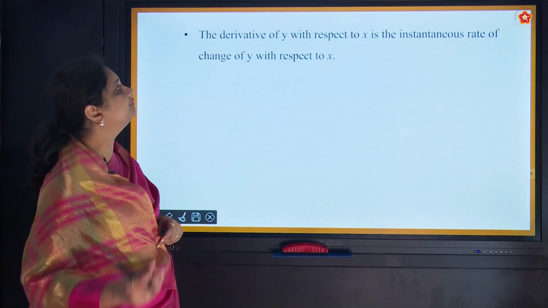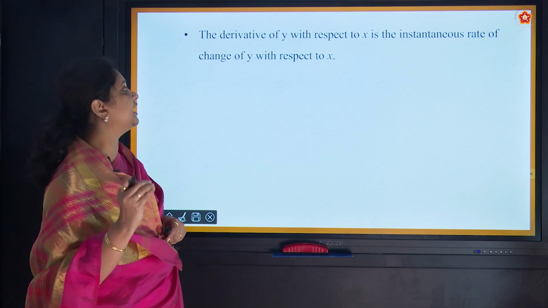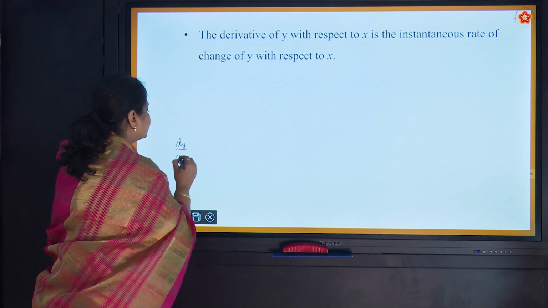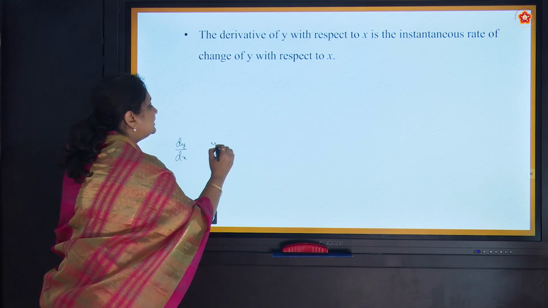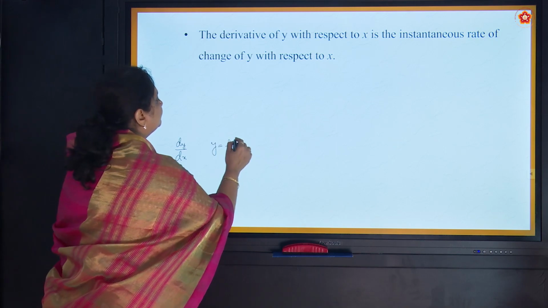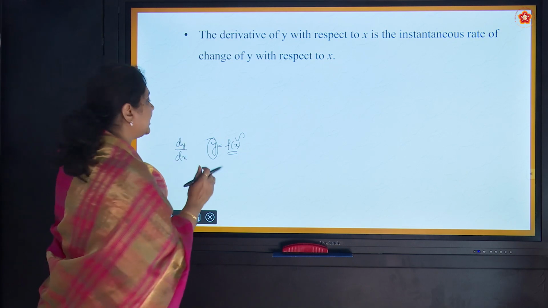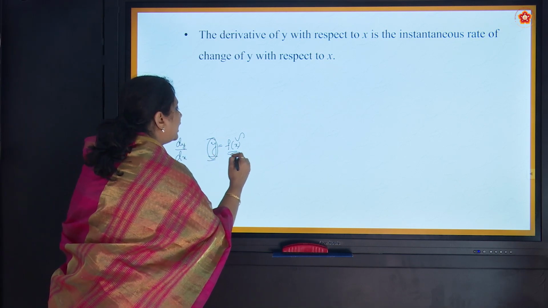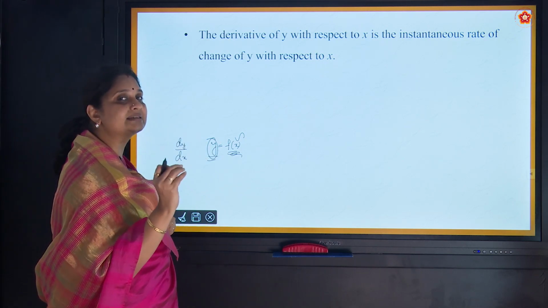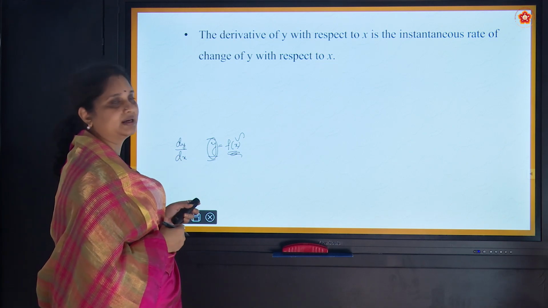The derivative of y with respect to x is the instantaneous rate of change of y with respect to x. So what is dy by dx? When y is equal to some function in terms of f of x, when x changes, it affects y. So the rate of change of y with respect to x at one particular point, that is, at one instant, is called the derivative of y with respect to x.